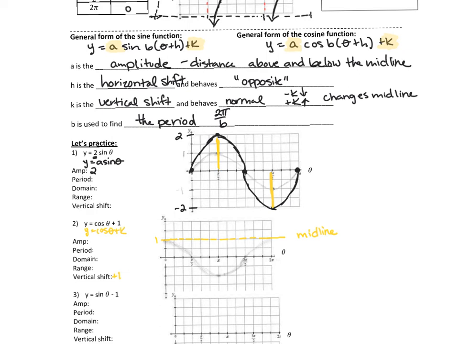So instead of being at 0, 1, I'm really at 0, 2. I'm shifting everything up 1. Instead of being at pi over 2, 0, I'm really at pi over 2, 1. Instead of being at pi, negative 1, I'm really at pi, 0. I've just shifted all my y values up 1 from the table on the other side.